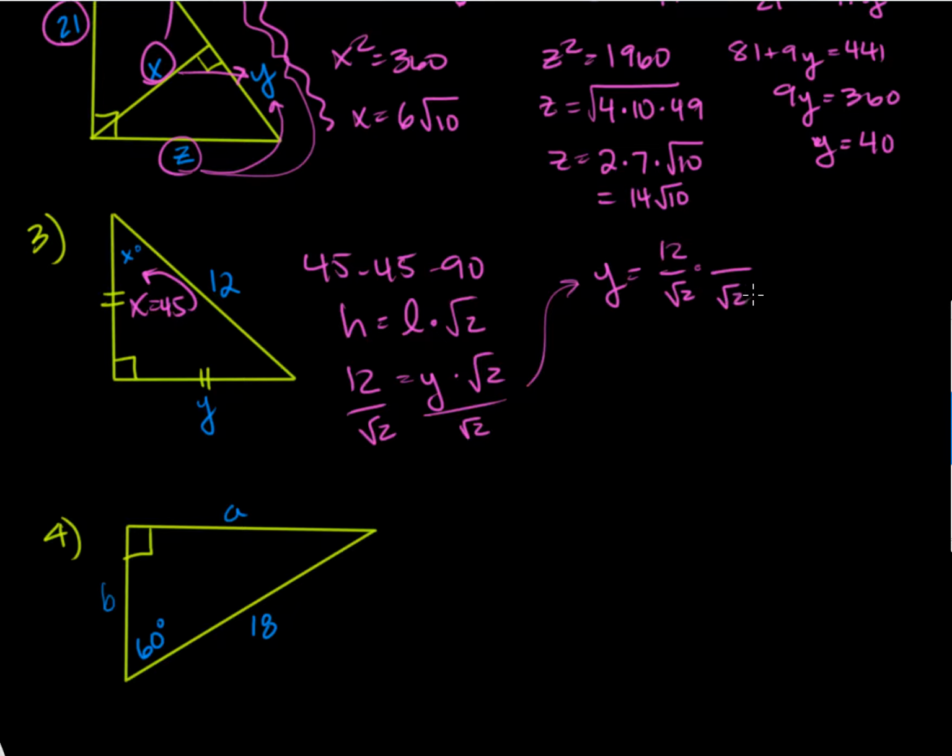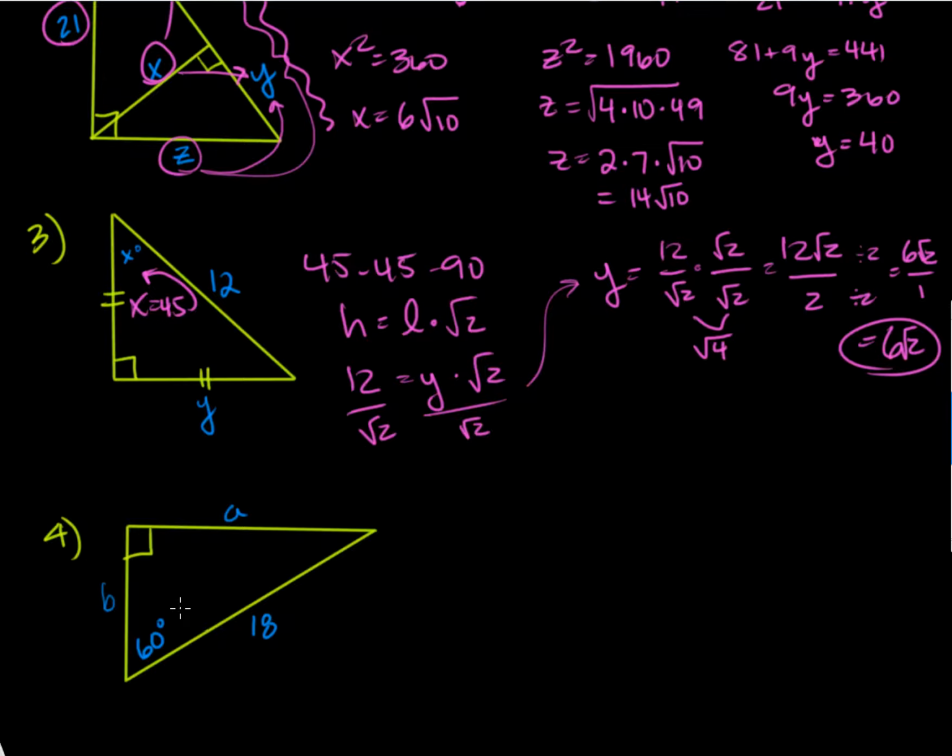I need to rationalize that denominator by multiplying the top and the bottom by the square root 2. That's going to give me 12 root 2 over the square root of 2 times the square root of 2. Well, that turns into the square root of 4, and the square root of 4 is 2. Lastly, I notice that I can simplify this. I can divide the top and the bottom by 2. And so now I have 6 root 2 over 1, which is just 6 root 2.